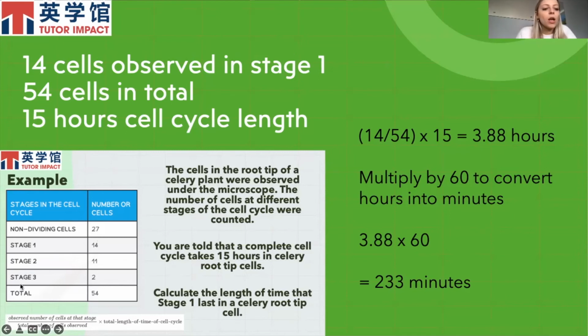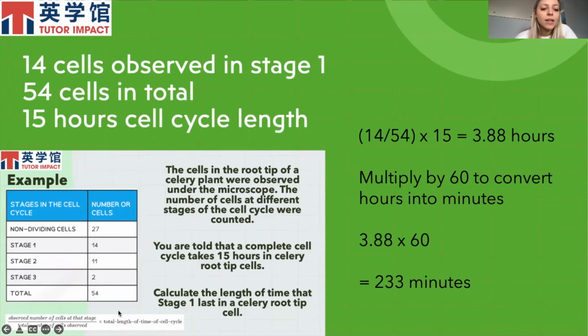The next thing we need to work out is the total number of all cells observed. So that's all of the cells that were observed in the sample. And this is also given for us here. And we can see that there is 54 cells in this sample in total. So in all of the different stages, there are 54 cells. And we do include the non-dividing cells in this number.